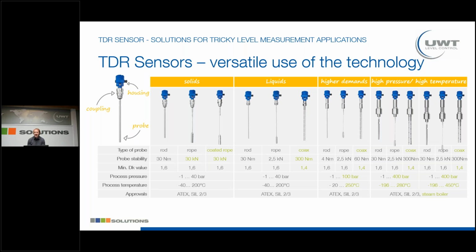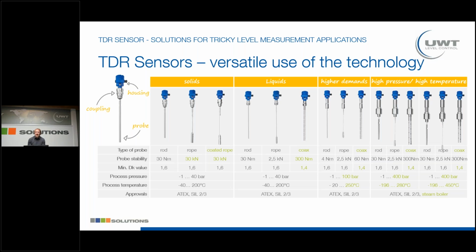For liquid applications, we have a special type of probe, the coaxial probe, and this offers a greater stability and also a better signal strength, so we can measure materials with a very low decay value. And we have many more advantages of this coaxial probe, but this will also be explained later on in the webinar.